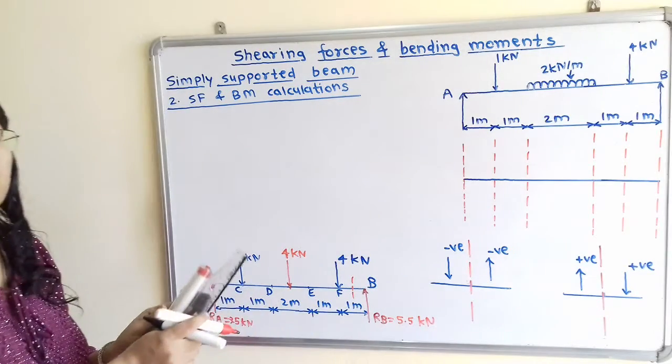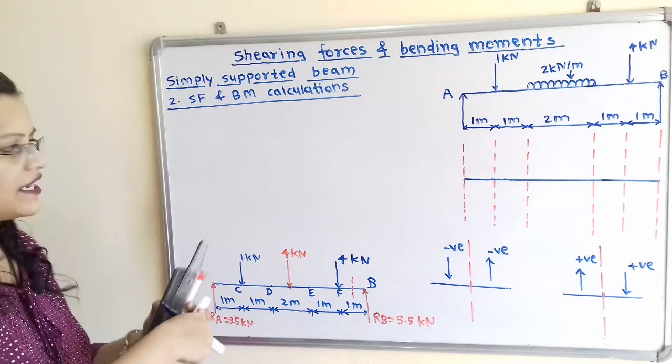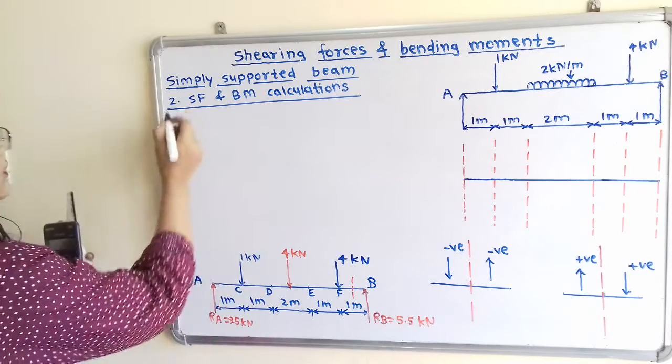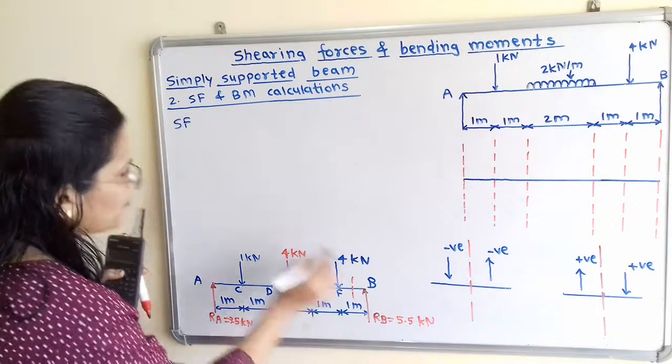Now we are going to take the summation of forces which are on the right hand side. So how to write this? So shear force, that is SF, in the section F to B.